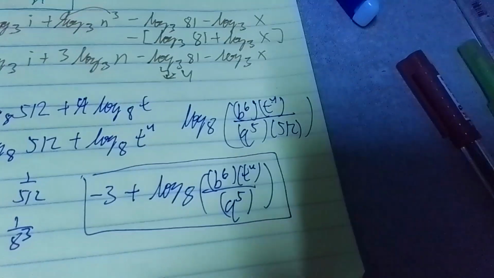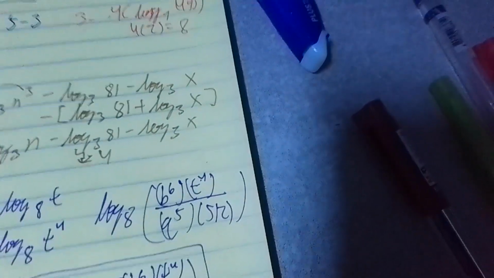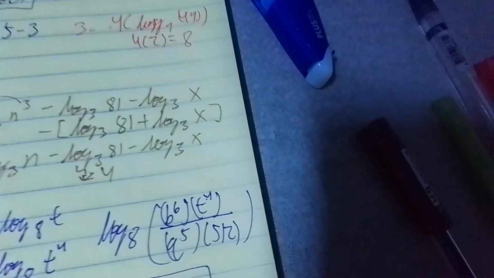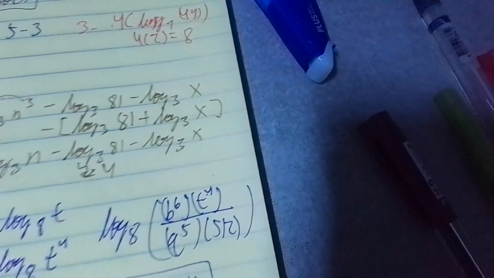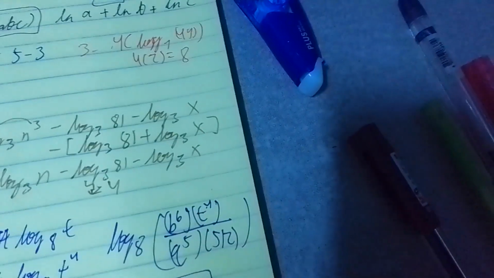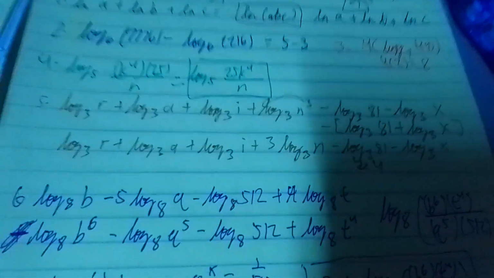So therefore, to simplify the logs, it's going to be like this. Negative 3 plus log base 8 of the entire thing: b raised to the 6th power, t raised to the 4th power, all divided by q raised to the 5th power. And that here is your final answer.